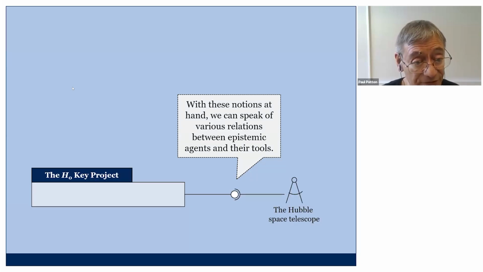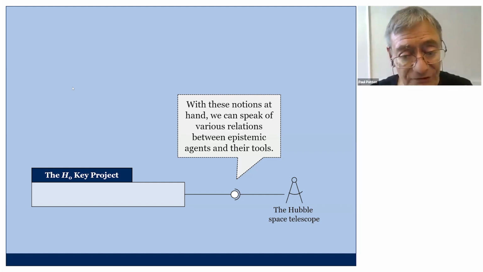This is one example. The H0 Key project was a team of astronomers back in the 1990s whose job it was to use the Hubble Space Telescope to determine the Hubble constant, the relationship between the distance of a galaxy and its rate of recession as part of the expansion of the universe. And determining the Hubble constant is essential for determining things like the age of the universe and its structure.